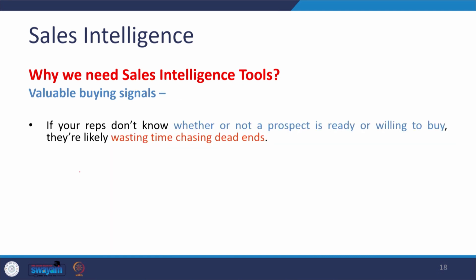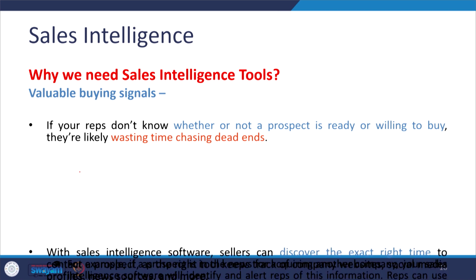The next benefit is about valuable buying signals. A sales intelligence tool can provide sales representatives a valuable buying signal that they can track and act upon. If your representatives don't know whether or not a prospect is ready or willing to buy, they are likely to waste time closing those particular deals.